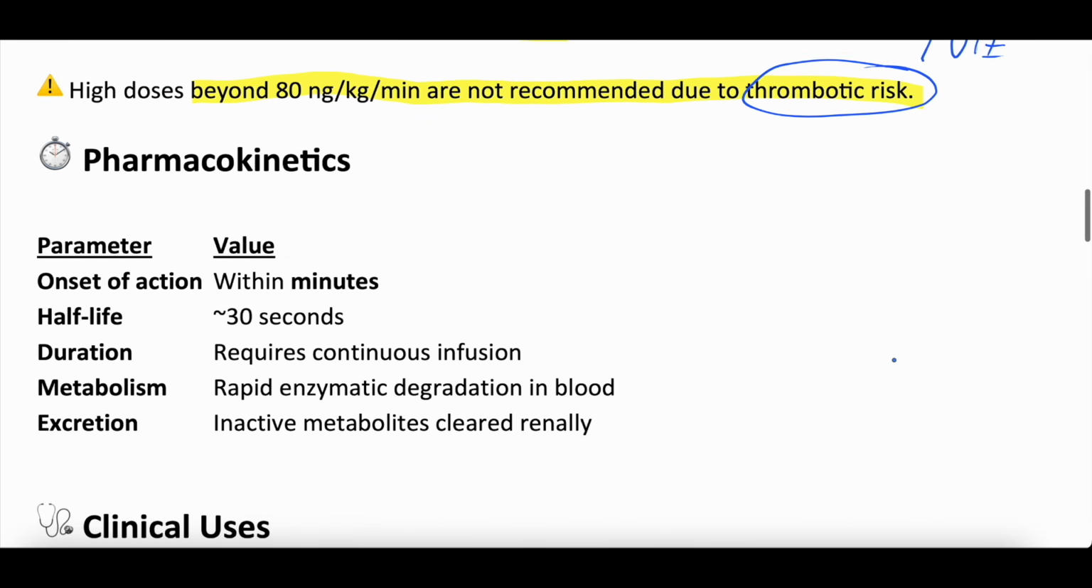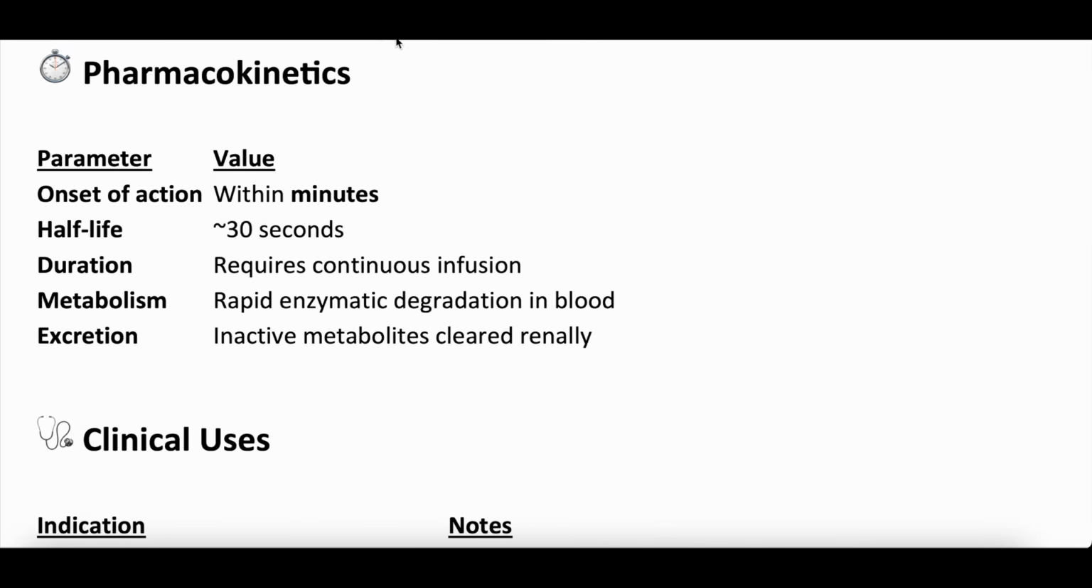The pharmacokinetics here: angiotensin II starts working within minutes, so it's very fast on, and its half-life is only 30 seconds. So this is fast. This is faster than most of the other vasopressors. Once you turn it off, it is out of your system almost immediately. All right, you have to give it through a continuous infusion because of that. And it's rapidly degraded by enzymes in the blood, so it doesn't depend on liver function.